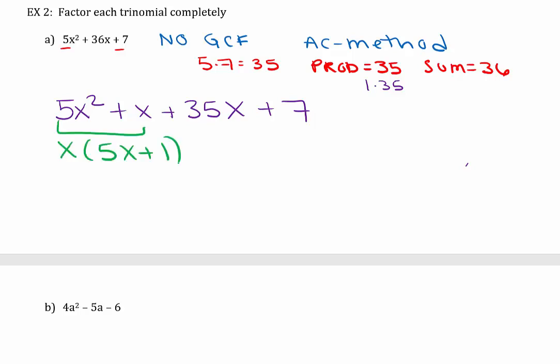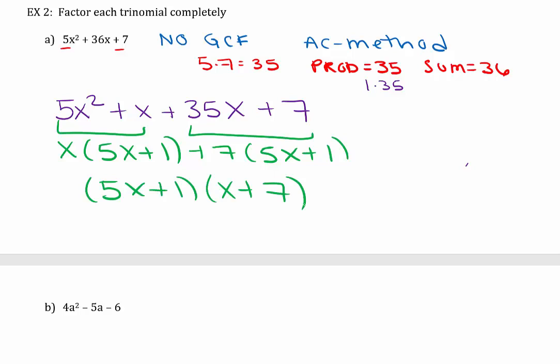From the first 2 terms, I can take out an x, and I'm left with 5x plus 1. From the second 2 terms, I can pull out a positive 7, and that's good. I'm also left with 5x plus 1. Because I have the same thing in the parentheses, I can pull that 5x plus 1 out front, and I'm left with x plus 7.